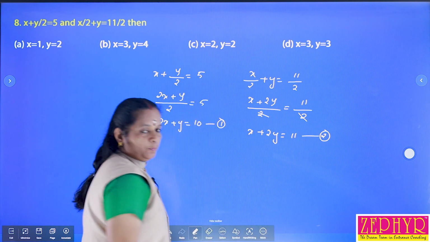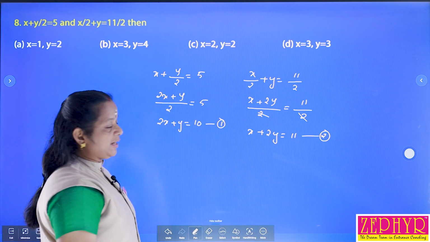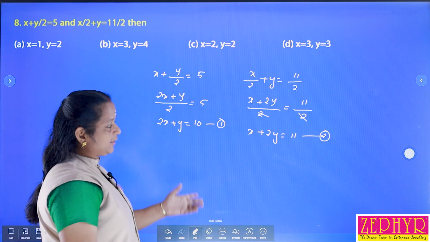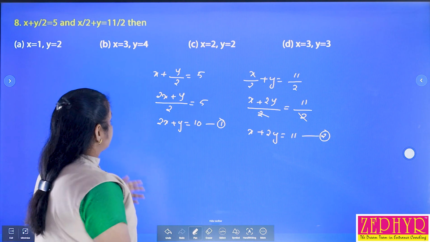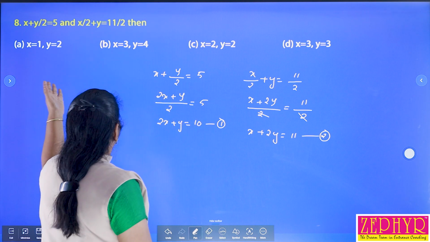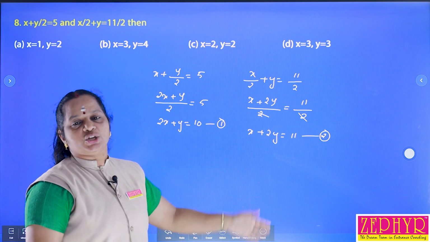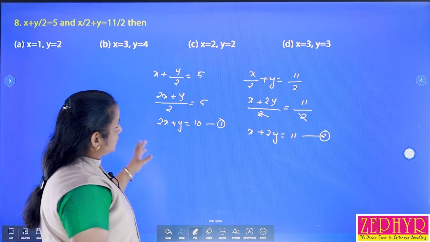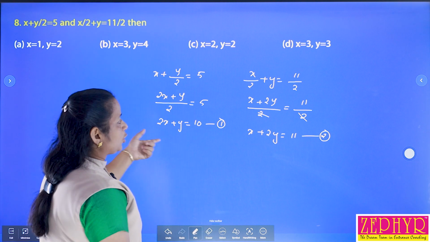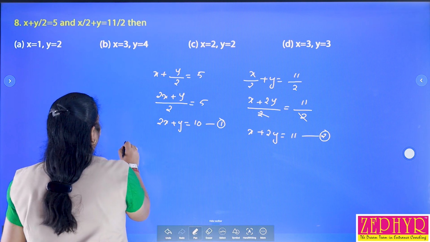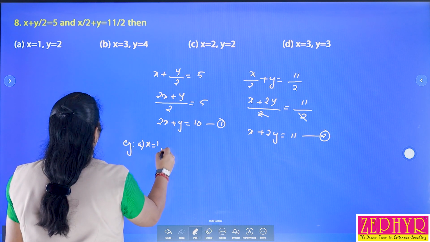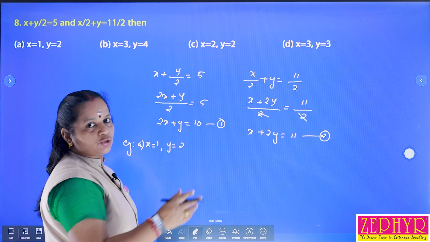That's equation number 2. We can solve these equations using the elimination method or substitution method, but there is another easiest way to find the solution: substitute the values from our options into these equations and check which option satisfies both equations. We get the answer; that is the easiest way to find the solution for two given equations. For example, take the first option, x = 1 and y = 2 in these two equations.